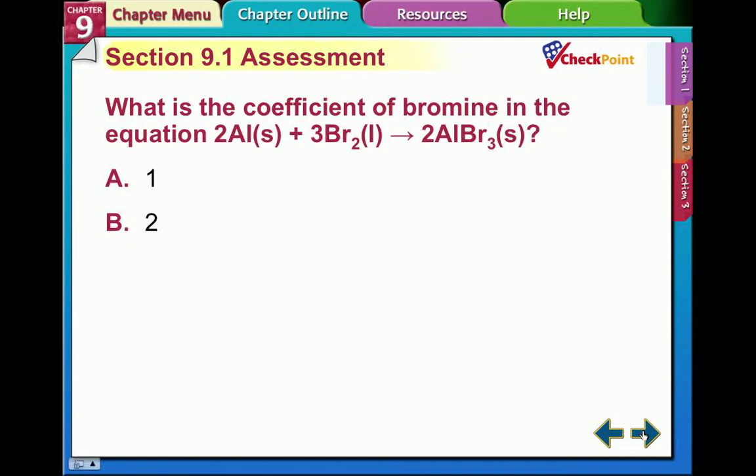Okay, the next question. What is the coefficient of bromine in the equation 2 aluminum plus 3 bromine yields 2 aluminum bromide? What is the coefficient of bromine? So your answer is right here. So let's see if the bouncing ball agrees. And yay, it does.